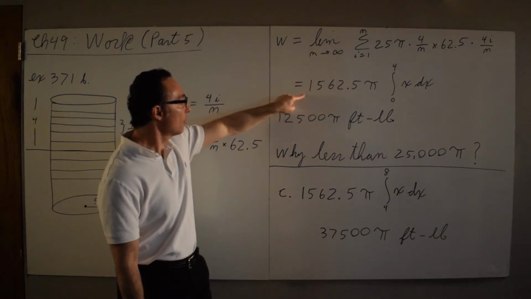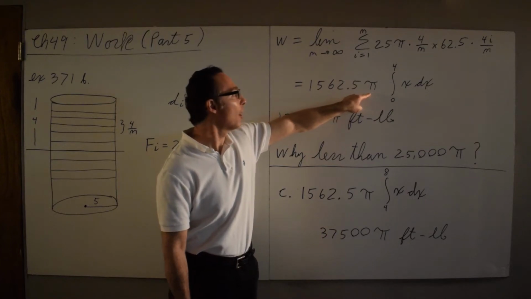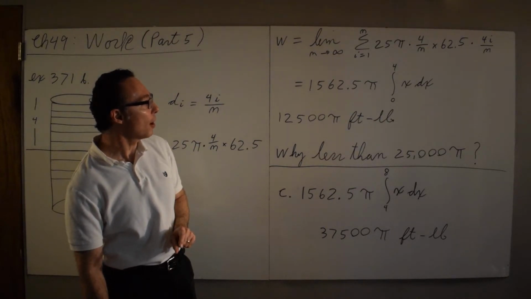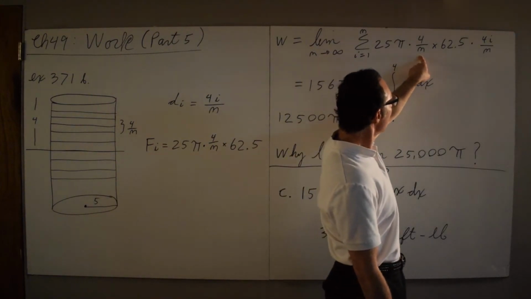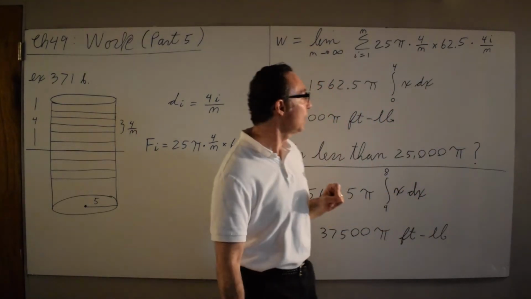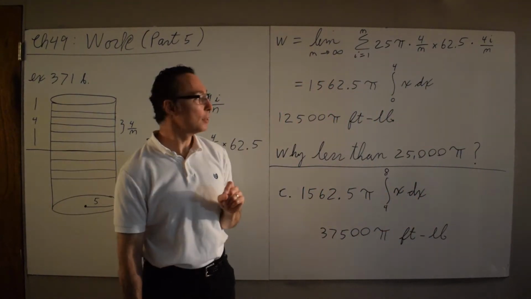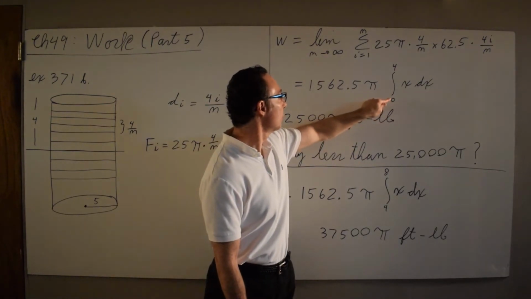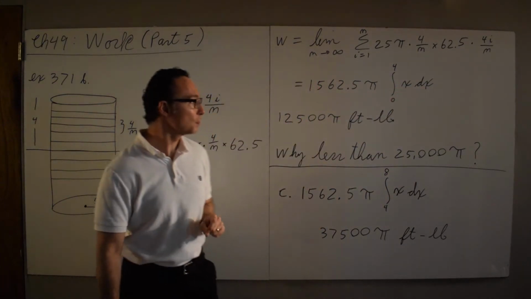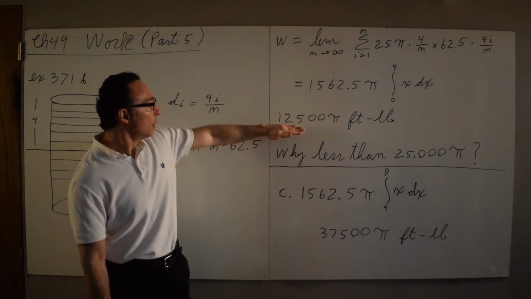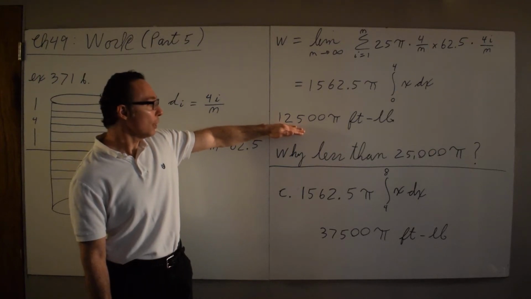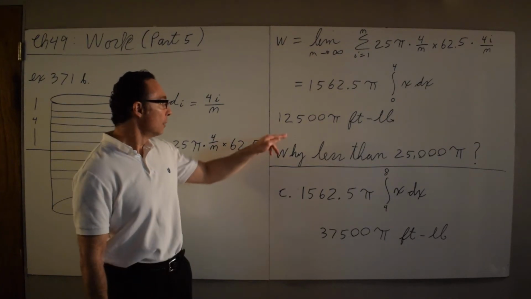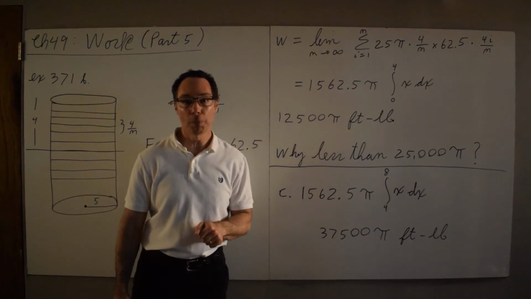So we're going to factor the 1562.5 pi out. And when we look at the limit as n goes to infinity of the sum i equal 1 to n of 4 divided by n multiplied by 4i divided by n, for the same reason as in the first video, where we had the integral from 0 to 8 of x dx, we now have the integral from 0 to 4 of x dx. And so find an antiderivative and evaluate that. It's in the notes. I won't do it here because I want to save board space. But we have 12,500 pi foot-pounds.